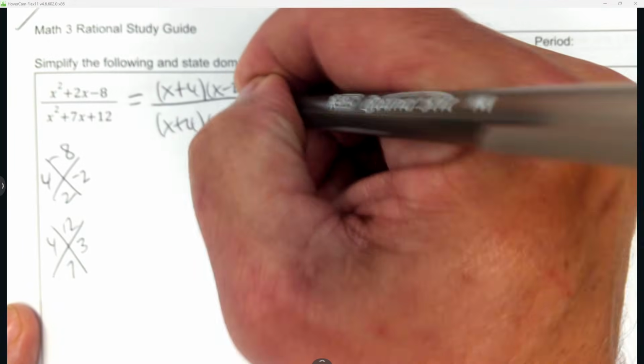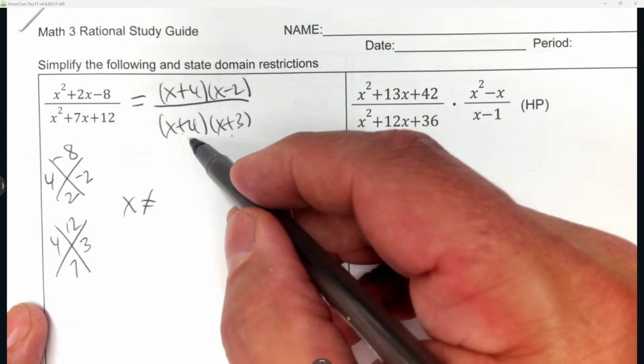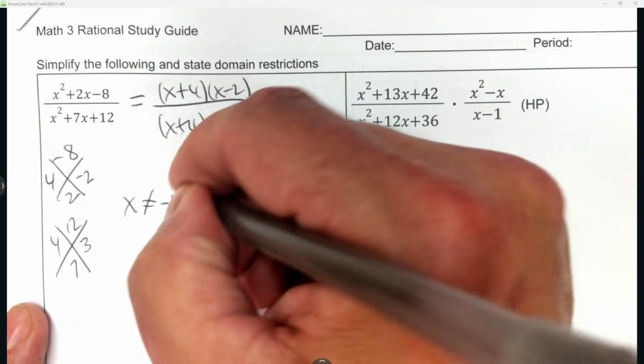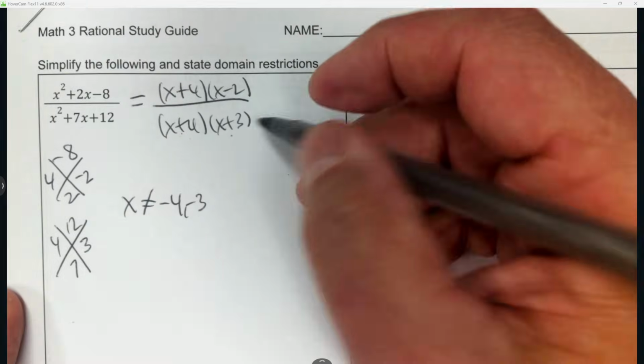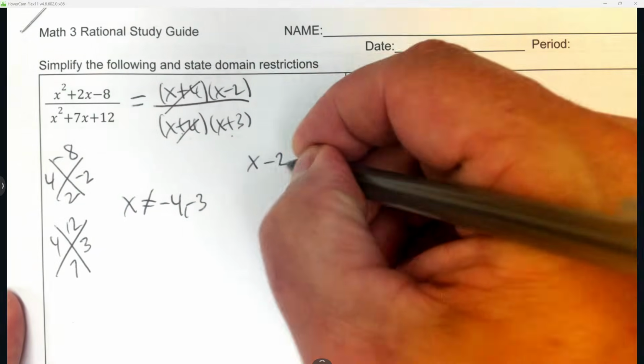We need to write down the restrictions, so x cannot equal... We look at the denominator. What makes the denominator 0? It's the opposite numbers of what I see in the denominator. That's negative 4 and negative 3. Then, is there a factor that matches and crosses out? And then we're left with our answer.